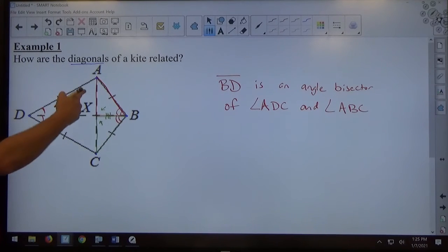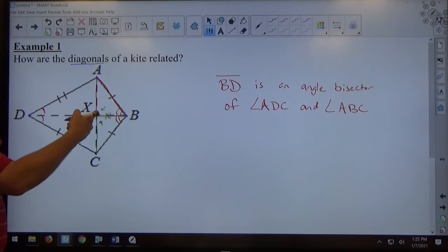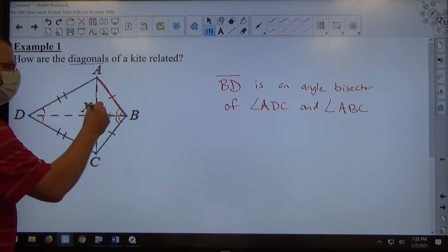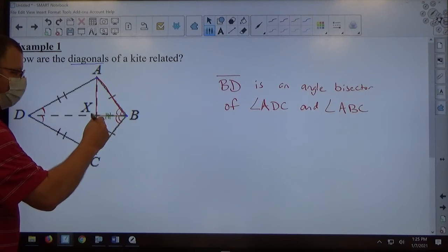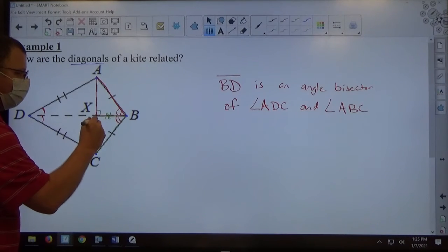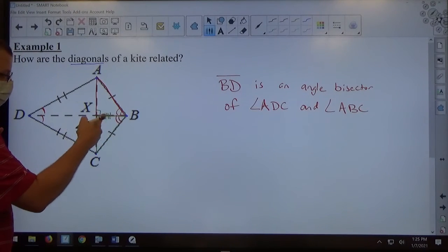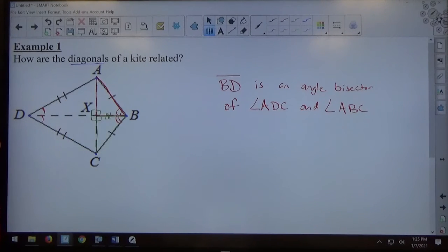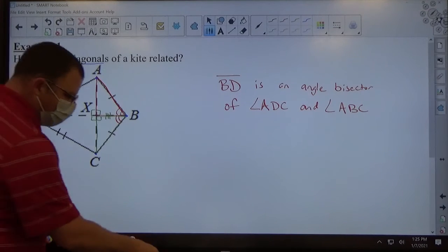If they're congruent and they make a straight line, how big are they? 90. They have to be 90 and 90 to make 180, right? So I know for a fact that this is perpendicular because there's right angles. If there's right angles there, this is also a straight line. There's also right angles here. So all four of those angles in the middle are right angles.